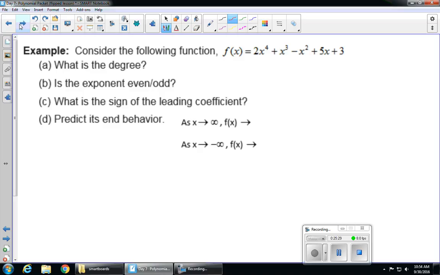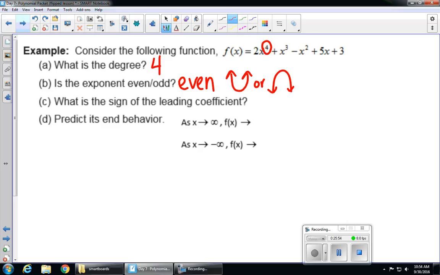So what's the degree? Degree, remember, is our highest exponent. So my highest exponent is 4. It's a fourth degree polynomial. So is the exponent even or odd? Is 4 even or odd? 4 is even. So I know that even is both facing up or both facing down.